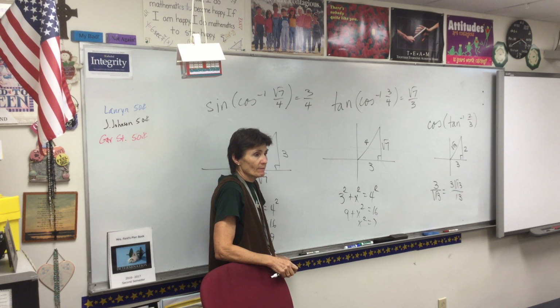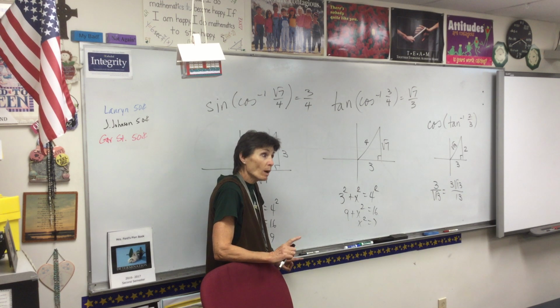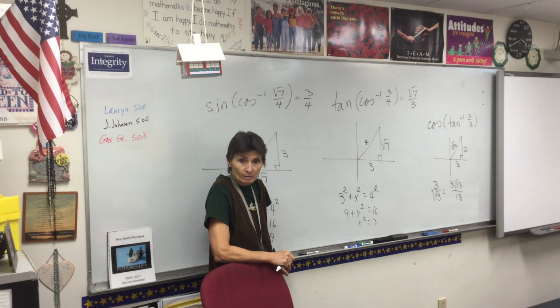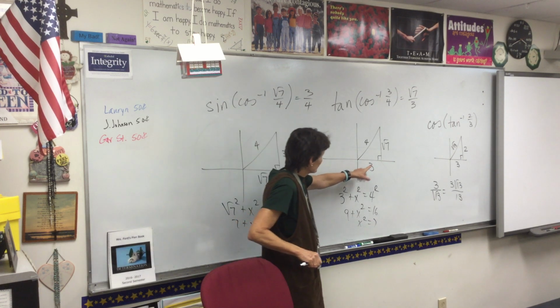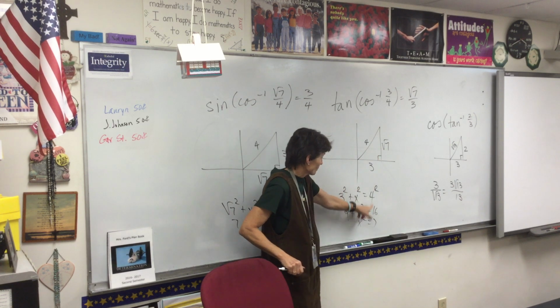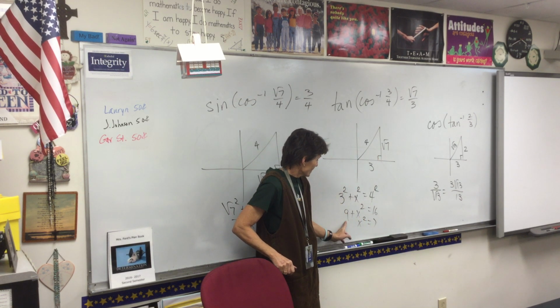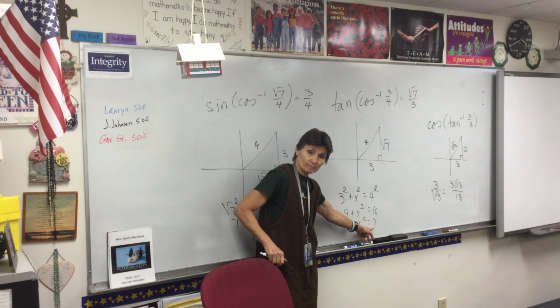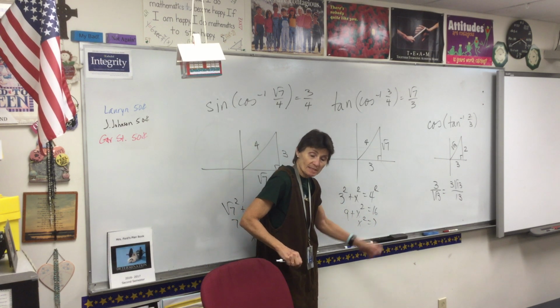Anybody else get root 7 over 3? Anybody have a question about that? Anybody not get root 7 over 3 and want to know why? I don't know how you got root 7. With the Pythagorean theorem, we knew 3 squared plus x squared equals 4 squared. So that's 9 plus x squared equals 16, so x squared has to be 7. 16 minus 9 is 7.